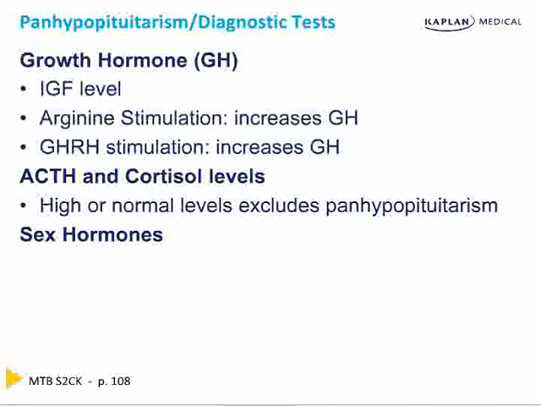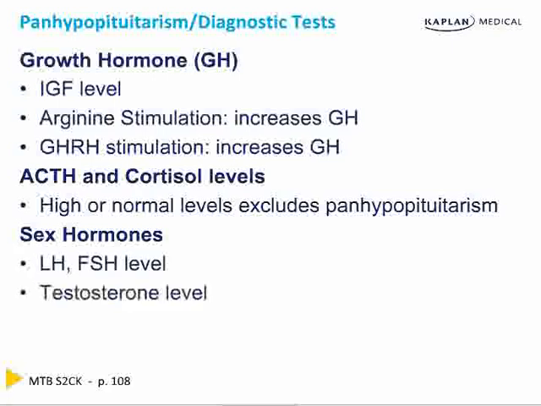Sex hormones start out with LH and FSH and testosterone levels. If these are elevated, an elevated level of any one of these tells you it's simply not panhypopituitarism. The problem is that these levels are all made in pulsatile fashion. Since they're made in pulsatile fashion, you can't tell if they're low. A low level doesn't mean you have panhypopituitarism. A high level excludes panhypopituitarism, and it is the same with TSH. A high level excludes.